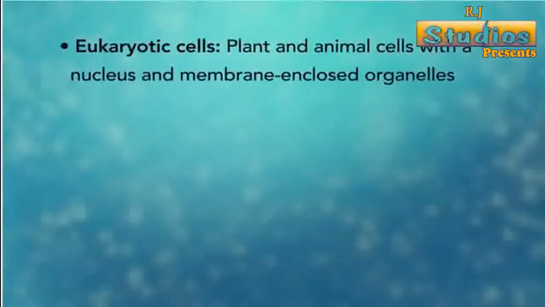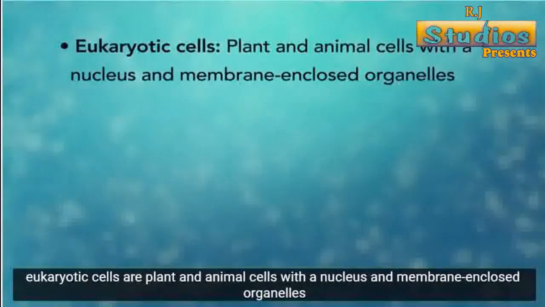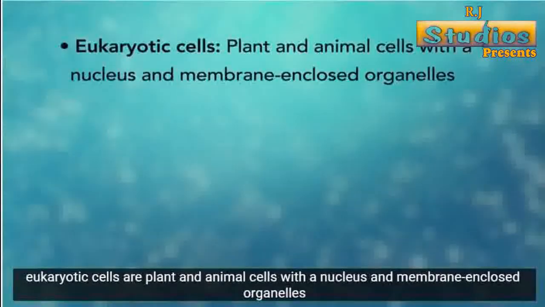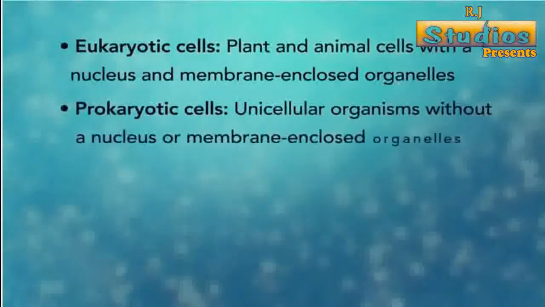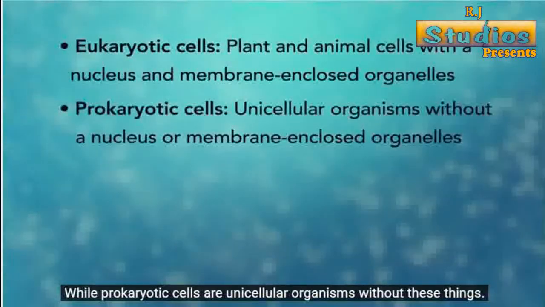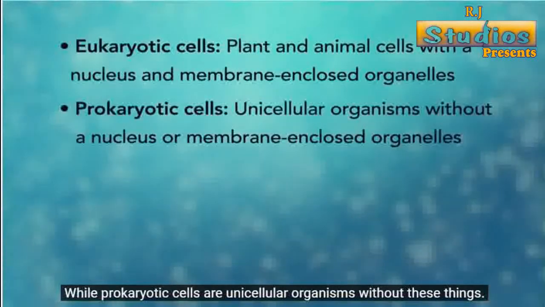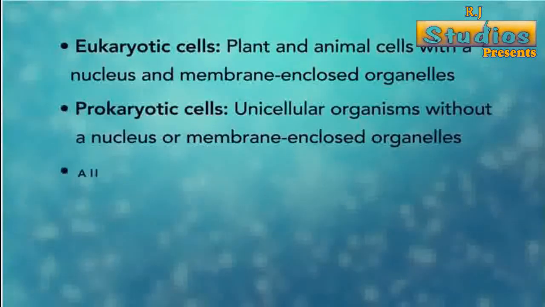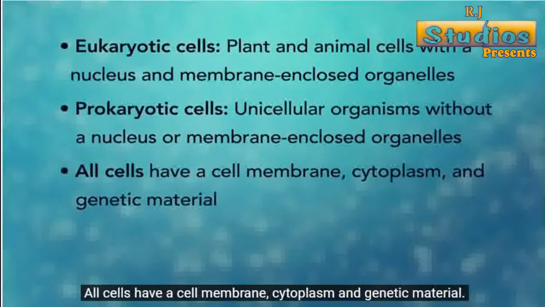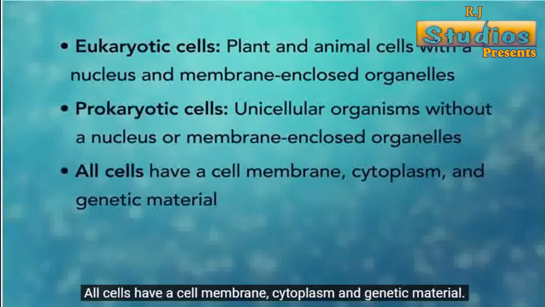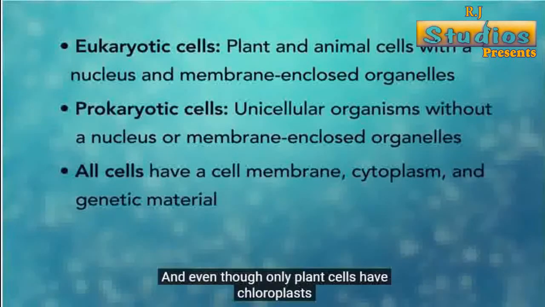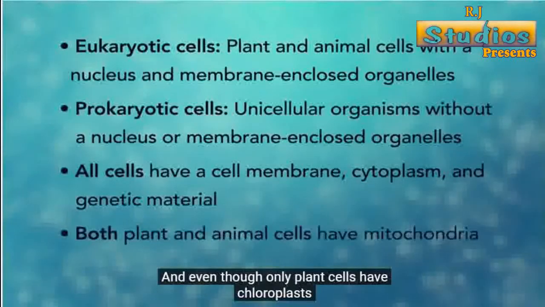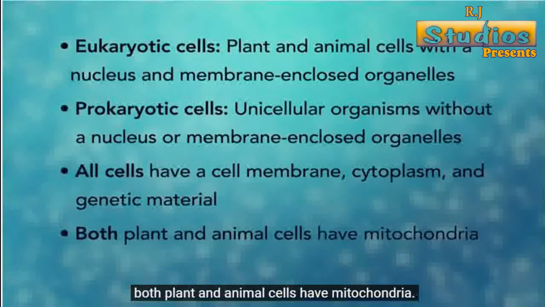In summary, remember, eukaryotic cells are plant and animal cells with a nucleus and membrane-enclosed organelles, while prokaryotic cells are unicellular organisms without these things. All cells have a cell membrane, cytoplasm and genetic material. And even though only plant cells have chloroplasts, both plant and animal cells have mitochondria.